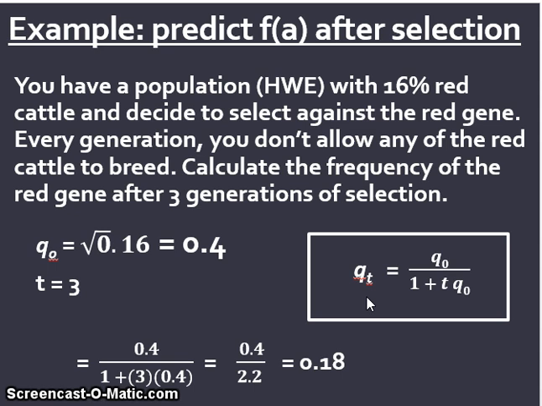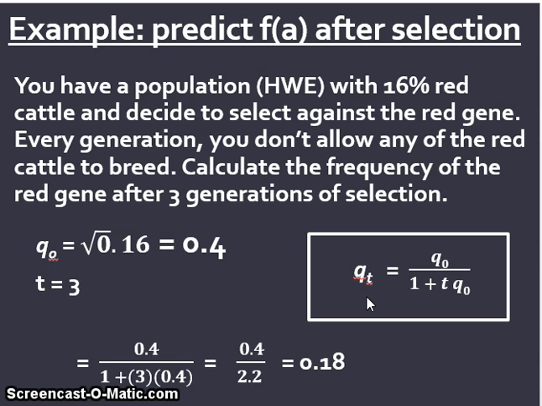We're given 16% red cattle. That means that 16% of the cattle carry the little b, the homozygous recessive genotype. The formula is asking for q, or q naught, meaning we can't use 16% in the problem. To figure out what q is, we simply take the square root of 16%, since 16% is equal to q squared. The frequency of little b is always going to be equal to q squared, which equals 16%.